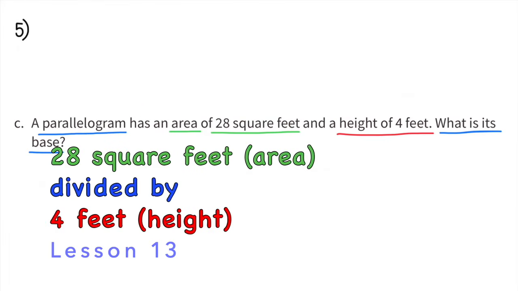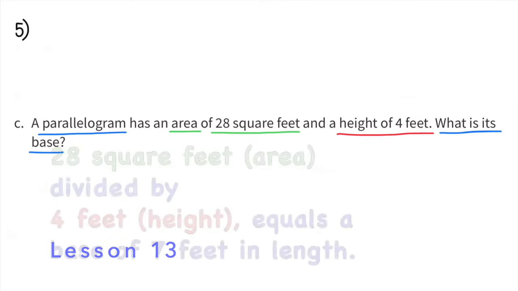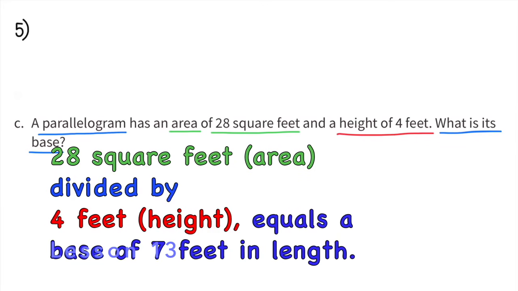28 square feet, or the area, divided by 4 feet, or the height, will give us the base. 28 divided by 4 equals 7. The base of this parallelogram is 7 feet in length.